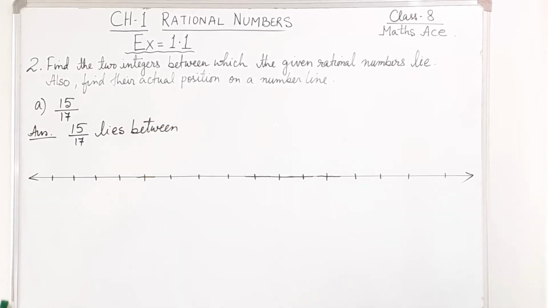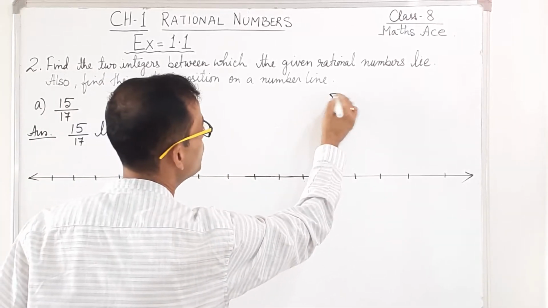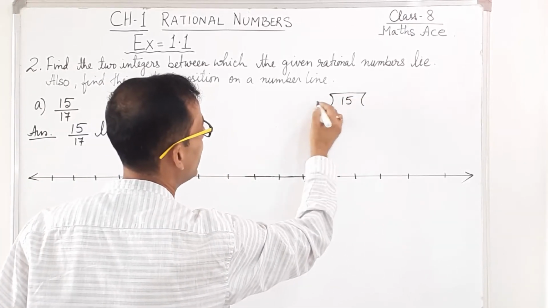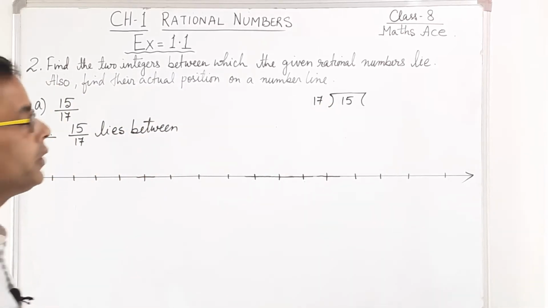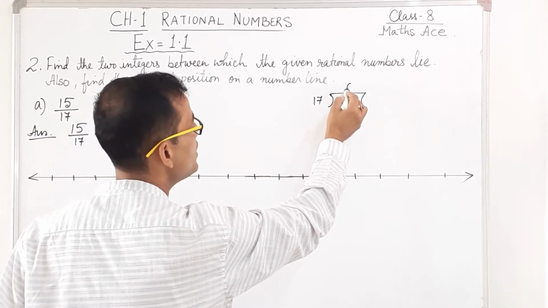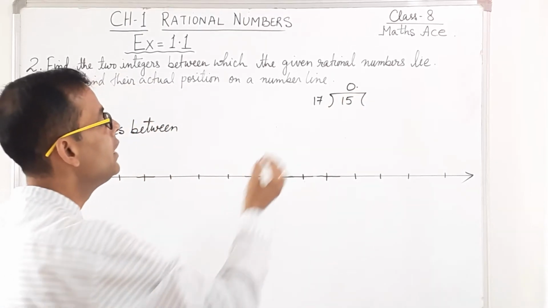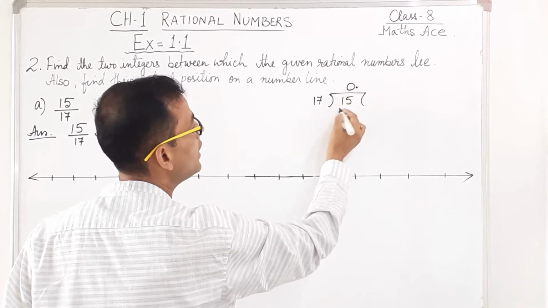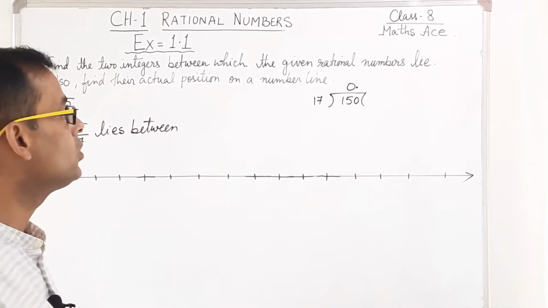Now it is lying between which two integers? So for that, what you can do, 15 you can divide it by 17. So will it go? No, it will not go. So we'll put a 0 and then a point, because 15 is small. Okay. Now after that, we can put here 1 0. Now it is 150, it is going.